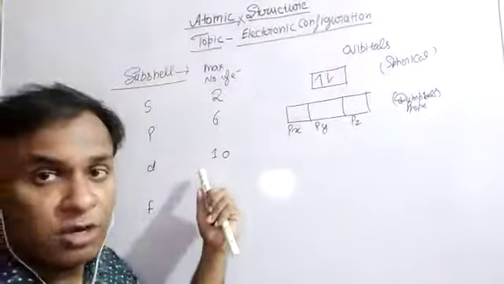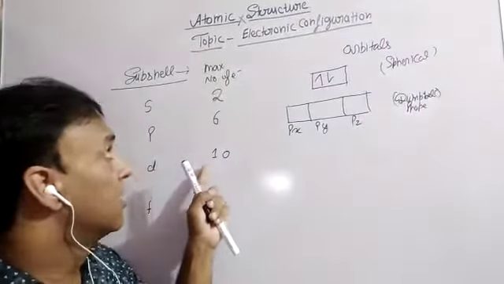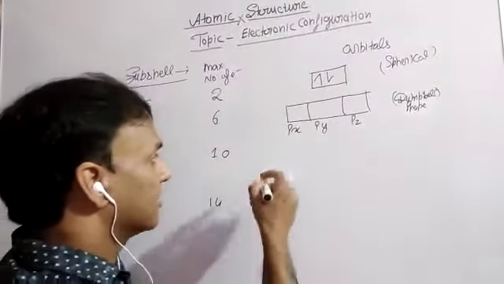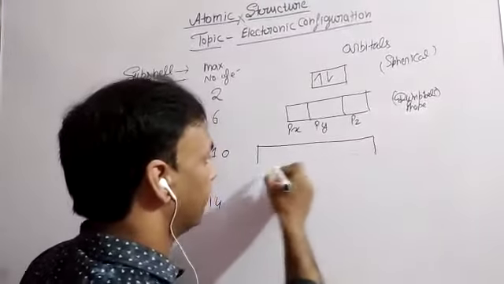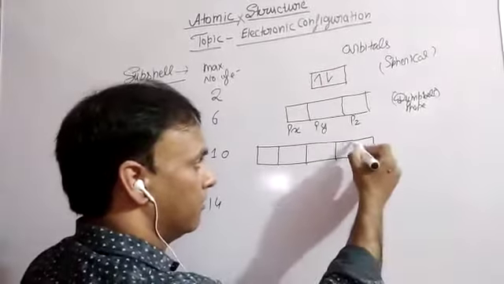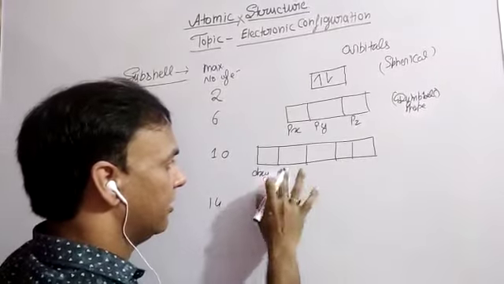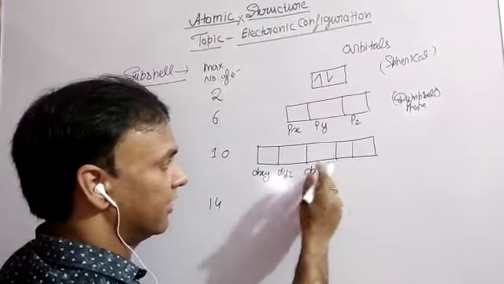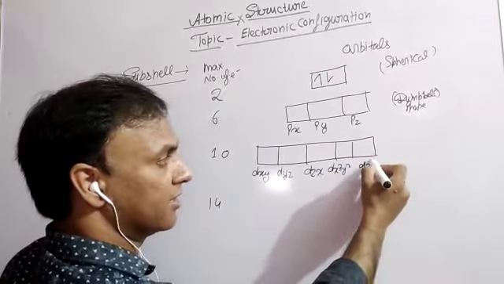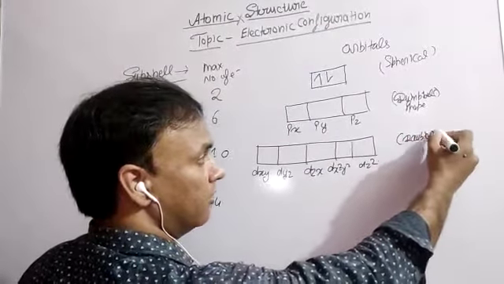Similarly, the d subshell can contain 10 electrons. That means the number of orbitals is just half the number of electrons, so the number of orbitals is 5: dxy, dyz, dzx, dx square minus y square, and dz square. And the shape is double dumbbell.